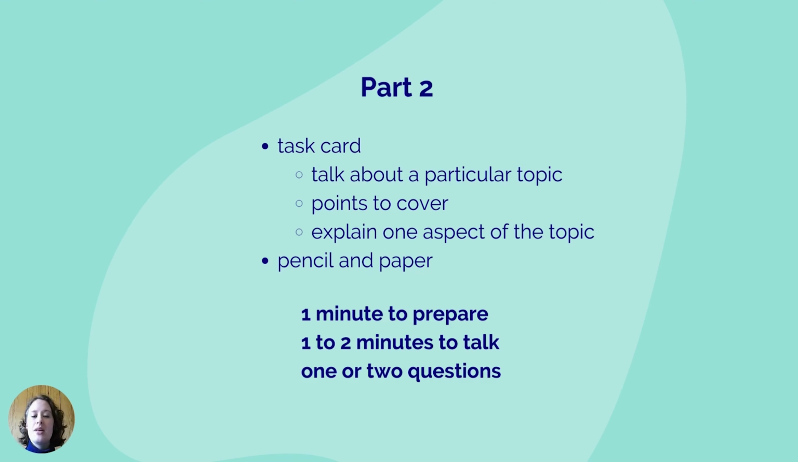As I said, part 2 is the individual long turn. In this section, the examiner gives the candidate a task card, which asks the candidate to talk about a particular topic. It includes points to cover and instructs the candidate to explain one aspect of the topic. Candidates are given 1 minute to prepare their talk and a pencil and paper to make notes. The examiner then asks the candidate to talk for 1 to 2 minutes and will stop the candidate after 2 minutes to ask 1 or 2 questions on the same topic.